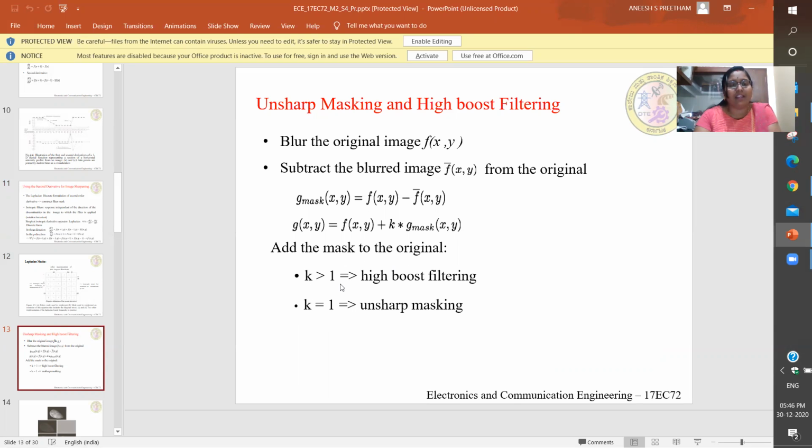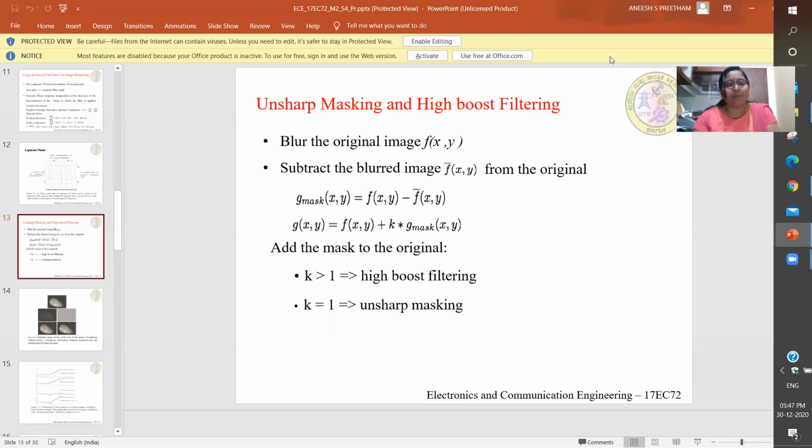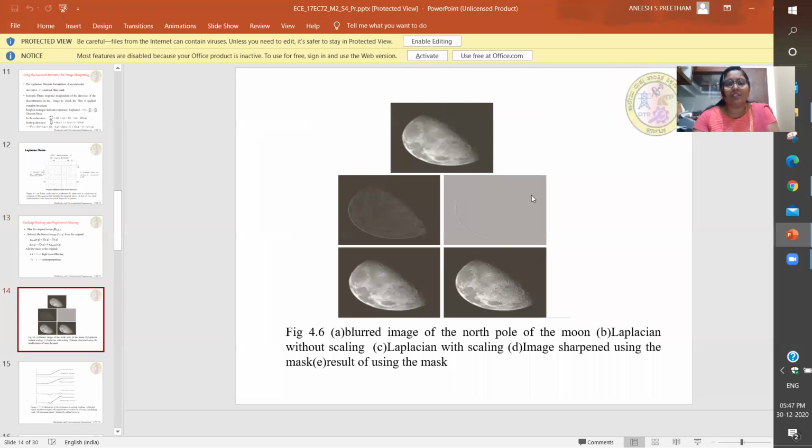K greater than 1 implies high boost filtering. K equal to 1 implies unsharp masking. So this figure is for the implementation of the Laplacian.